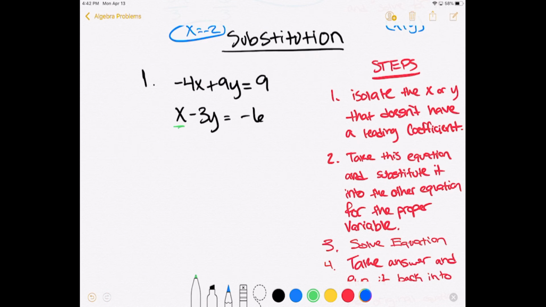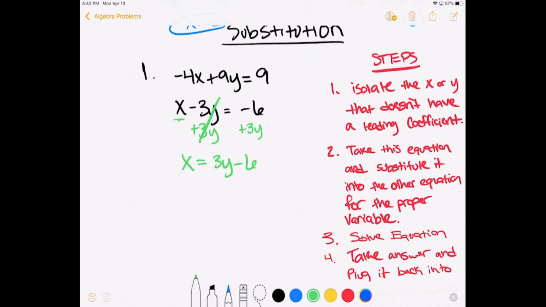So if I want him all by himself, then I need to move the 3y to the other side. So I'm going to add it over. So this equation is now x equals 3y minus 6. Again, put your variable first, 3y, and then the minus 6.